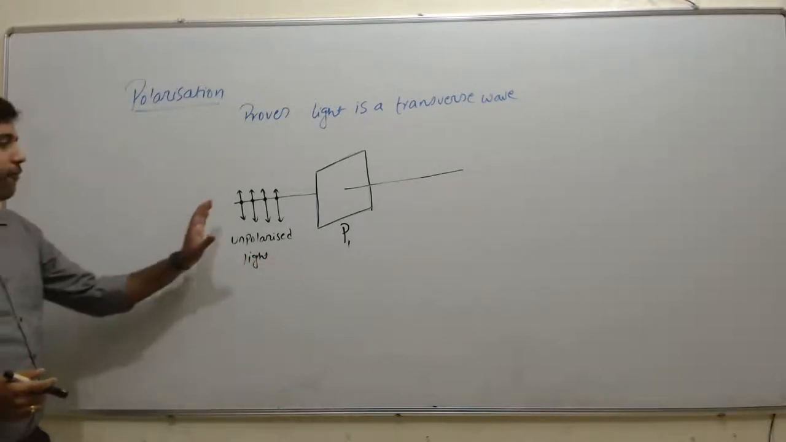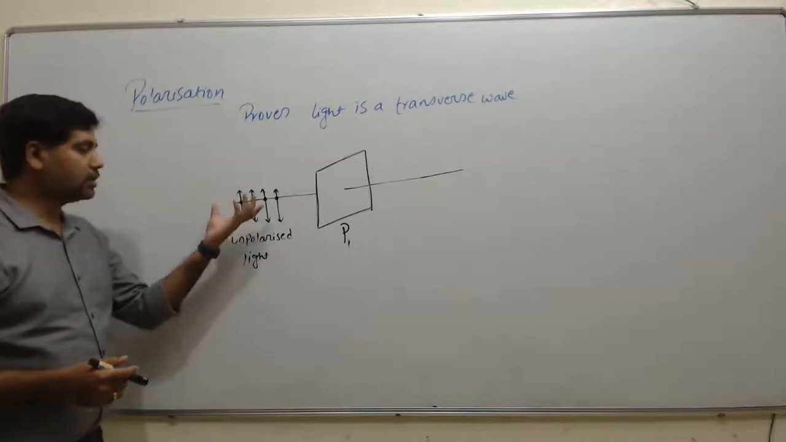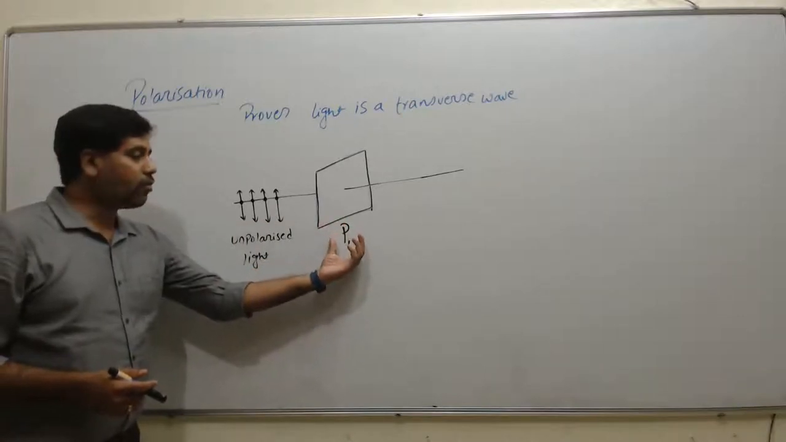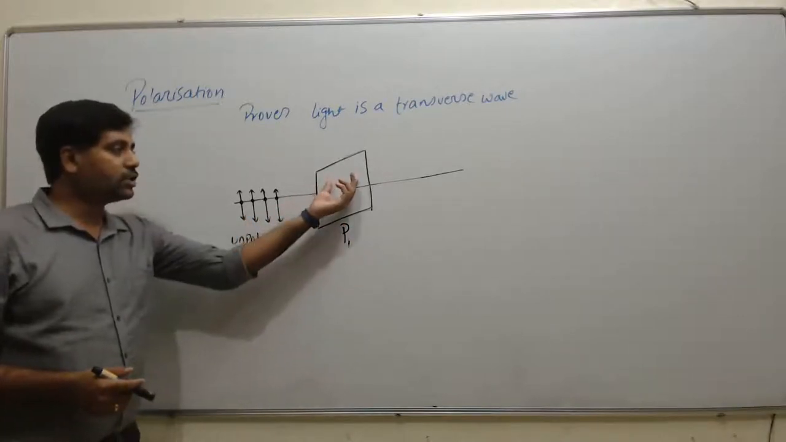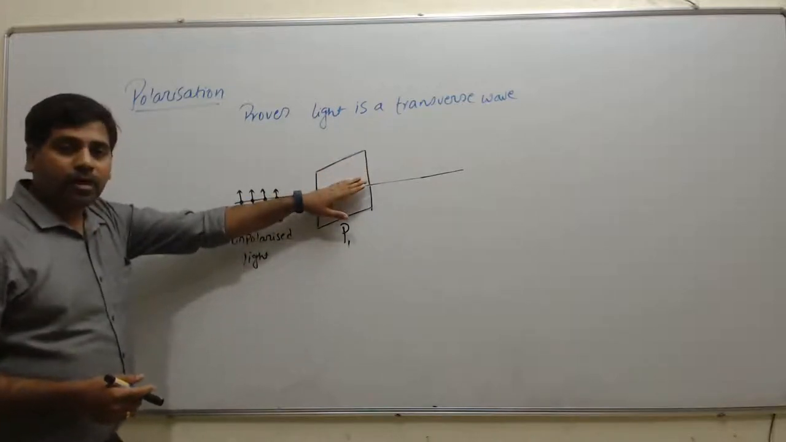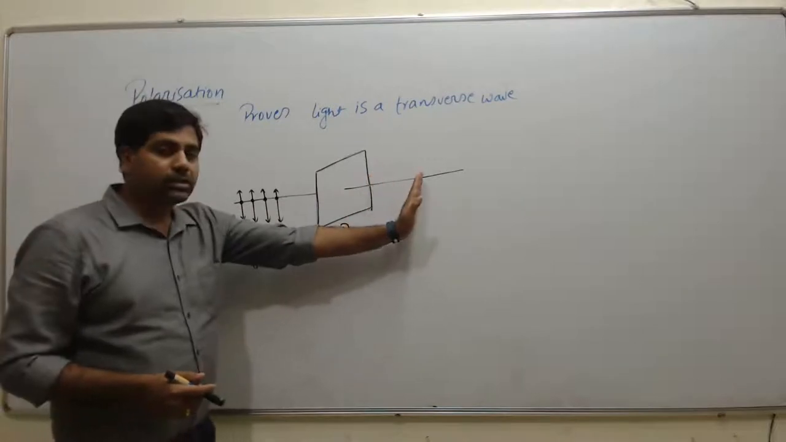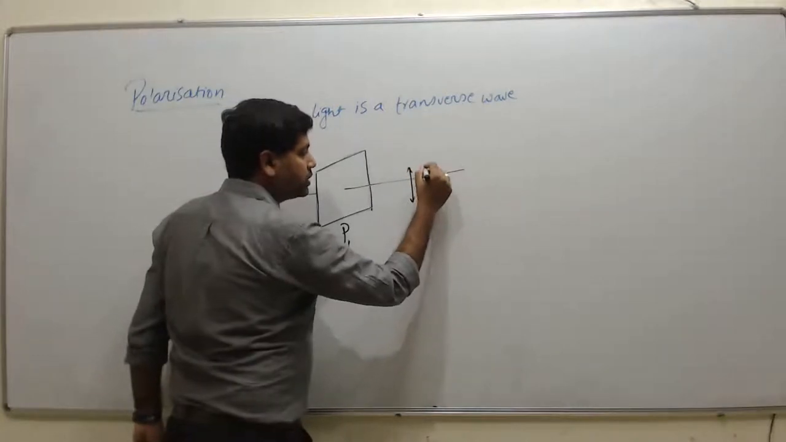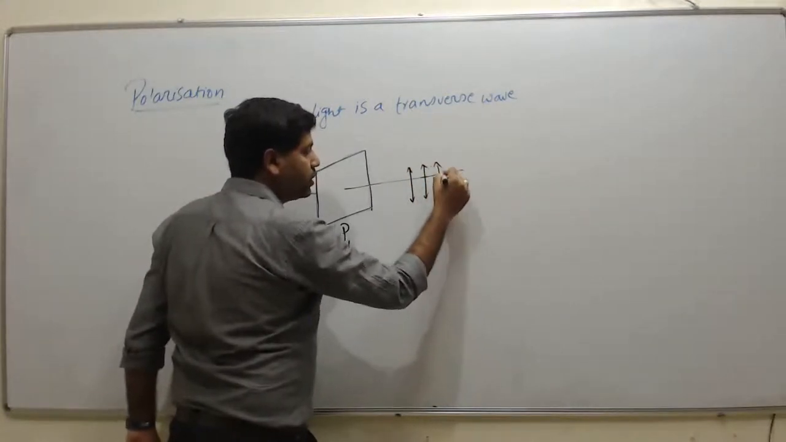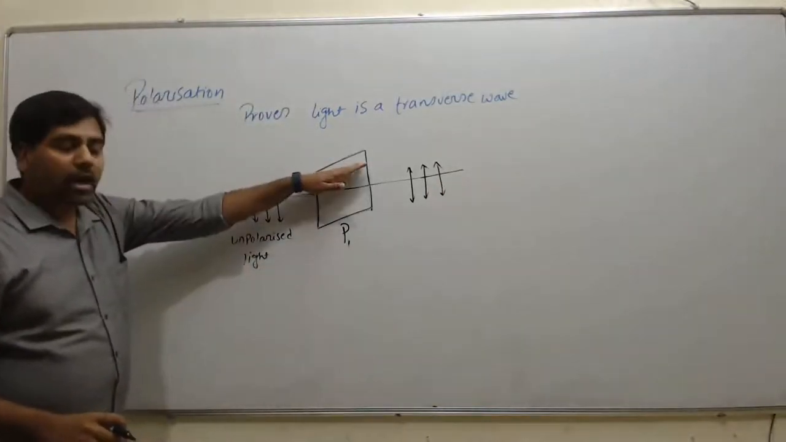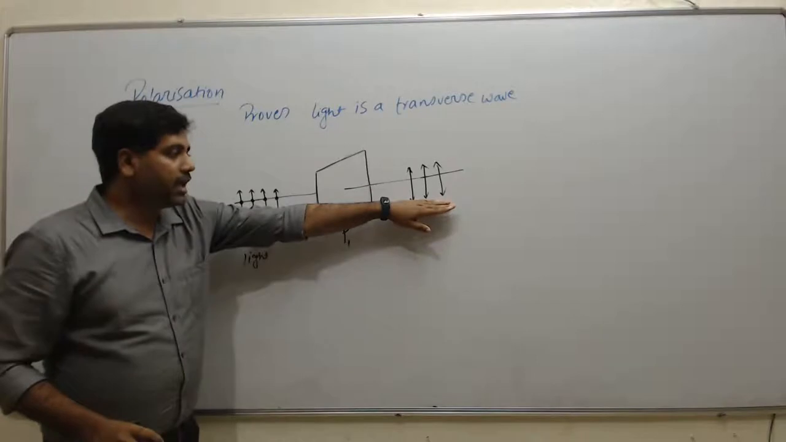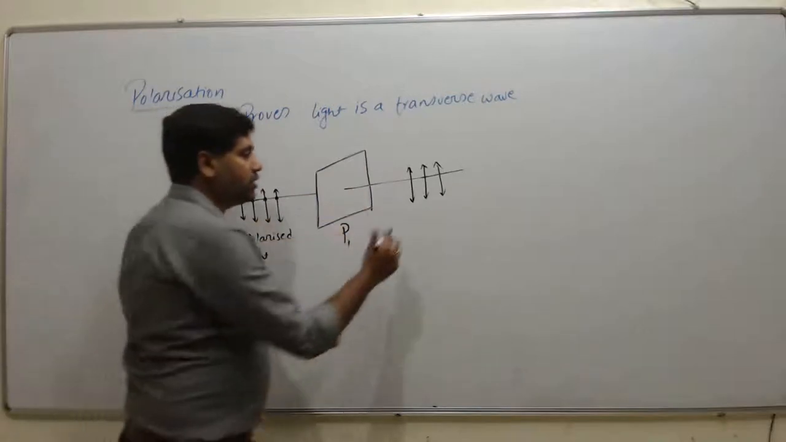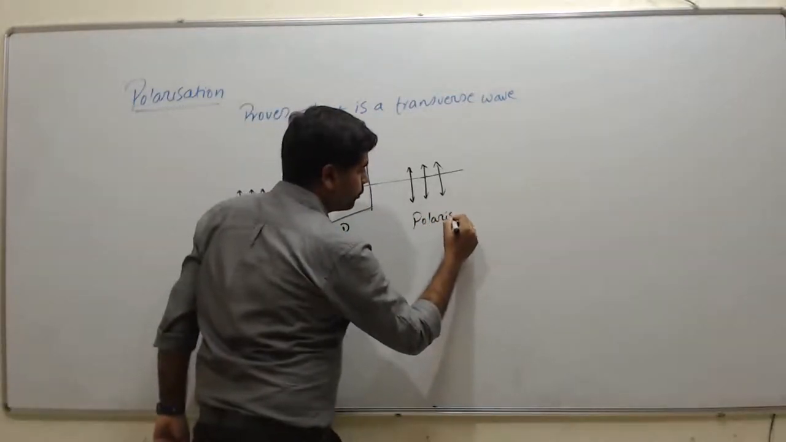What happens here is, when light from an ordinary source falls onto the polaroid, the electric vectors which are in the direction of the molecules get absorbed, and the only electric vectors transmitted are those perpendicular to the direction of the aligned molecules, right? So this one is the polarized light.